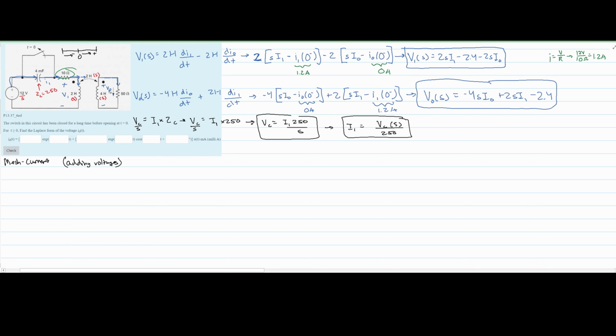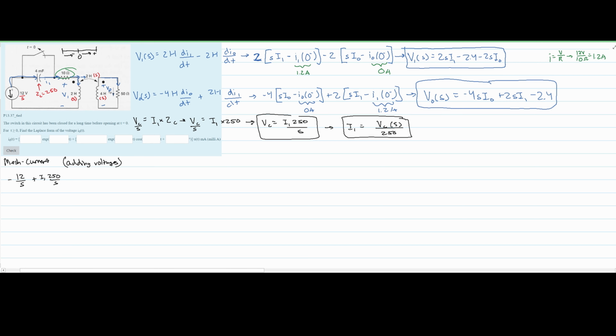Next, we're going to be dealing with mesh currents. We're going to be adding the voltages in here. We're going to be dealing with this left side and then this right side. For this left side, we have this voltage right here. We can see it's going in the opposite direction of our current, so it's going to be a negative. We'll have a negative 12 divided by S. We have this capacitor next. We found the voltage for that right here. So we're going to have a plus I1 250 divided by S.